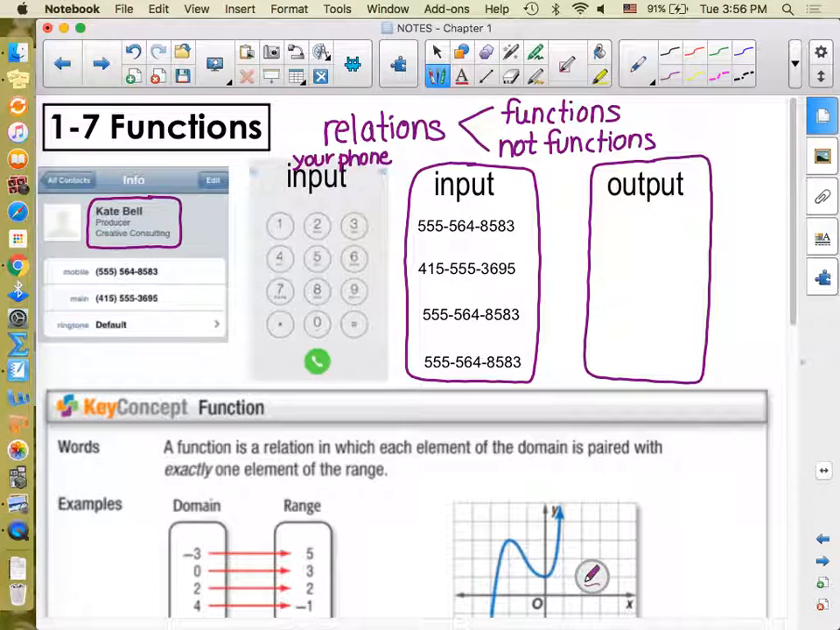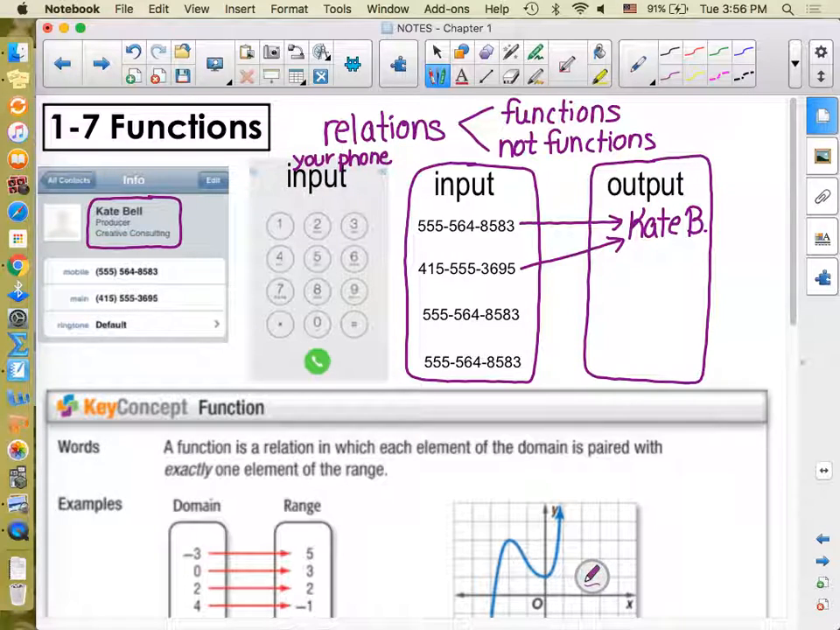So if we dial this first number, the 555 area code number, you can't see it very clearly, but that is her mobile number. So if that's the input to your phone, our expected output is that we reach her. We actually reach Kate Bell on her phone, or her voicemail, but we reach her phone. The second number that you would input into yours, think of X values as input, is this next number, and if you can look really carefully, this next number is listed as her main number. So our expected output is that our phone is going to reach Kate Bell.